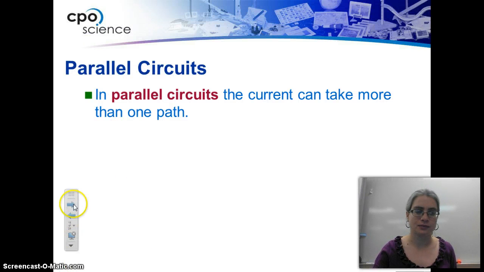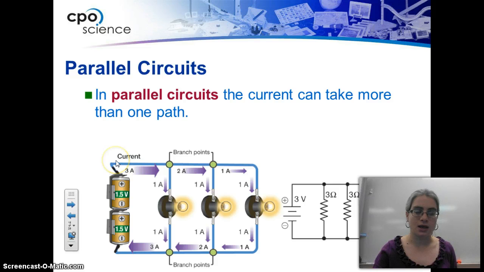And then as it hits this point, 1 amp splits and the rest go to 2 amps. And then here, it breaks off, 1 amp goes through, and then 1 amp goes through here. So what happens is that there's always 1 amp of current going through each of the bulbs. So the bulbs have a consistent current. And then as the result, the current rejoins, and you have the same current going in as the same current going out.